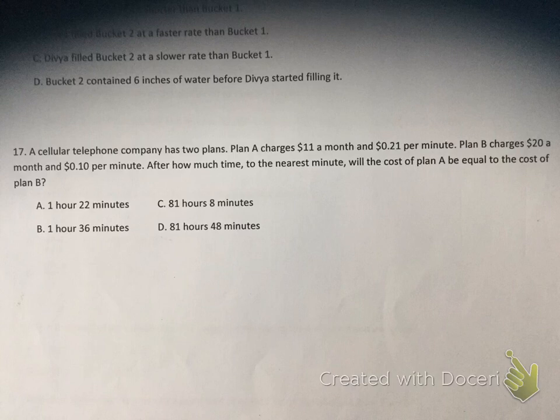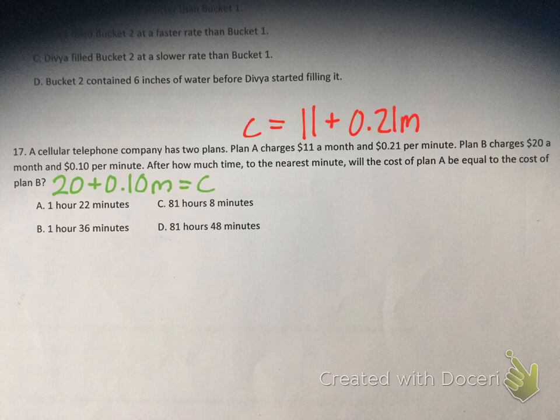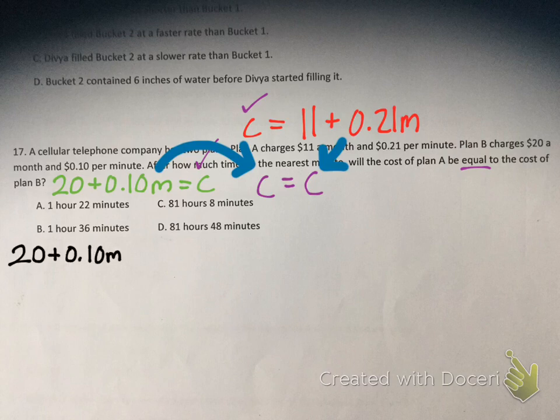Alright, last question. A cell phone company has 2 plans. Plan A charges $11 per month and 21 cents per minute, and Plan B charges $20 per month and 10 cents per minute. You're trying to figure out when the cost will be the same. The first thing you'd want to do is set up your 2 equations that represent both cell phone plans. There's your first equation, 11 plus 0.21m, and then the second equation, 20 plus 0.10m. You're trying to figure out when the plans will be equal, so that means when the costs will be the same. If you plug in your equations for the letter C, you will set them equal to each other, just like this.